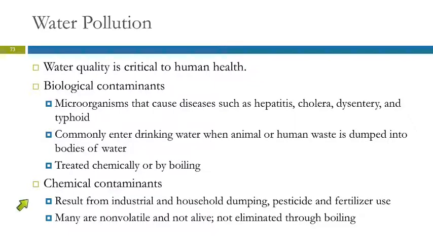Chemical contaminants come from industrial and household dumping. You dump stuff in your backyard, you pour something in the street, the car drips oil, that's eventually going to get into the water system. Also pesticide and fertilizer use. So these are chemicals, they're not living organisms, they're chemicals present in the water. You cannot get rid of these by boiling the water. And in fact, if you boil the water too long, you make it worse because you end up concentrating the chemicals in there.